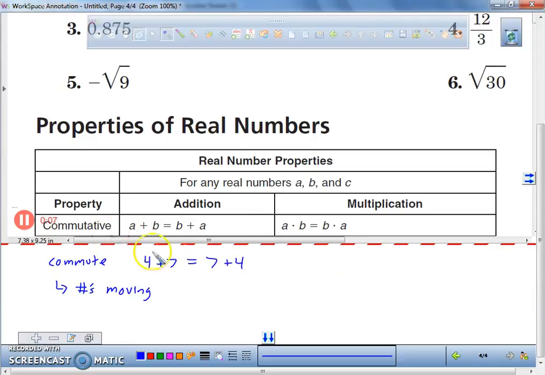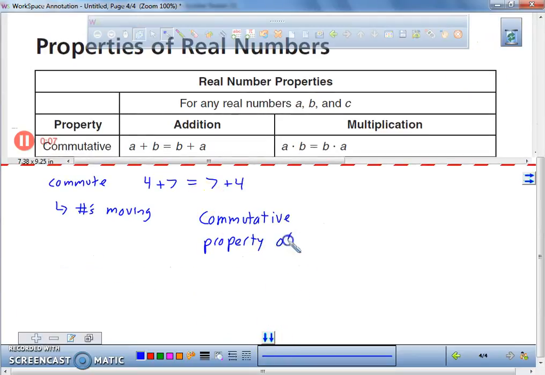Now, if I wanted to say what property best fits this, this is the commutative property, but more specifically, it's of addition. So when you are doing your assignment and you find the commutative property of addition, make sure you label the whole thing. It's not just the commutative property, it's the commutative property of addition.